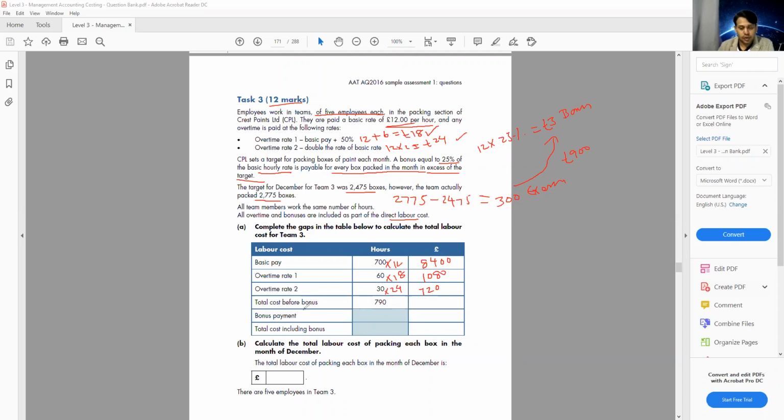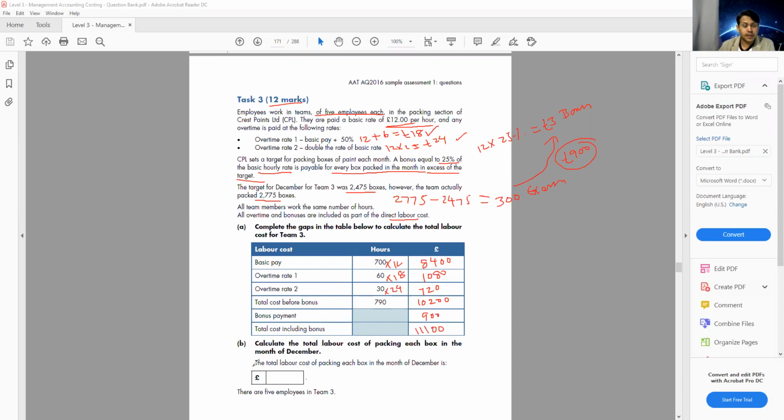And total cost before the bonus. Total hours, you can see here 700 plus 60 plus 30, that is 790. And the total cost, if I add 8,400 plus 1,080 plus 720, that is 10,200. This is my total cost. Now for the bonus payment, you already know, 900. And the last one, total cost including the bonus. If I add 900, my total cost is 11,100. This is my calculation for the labor cost.